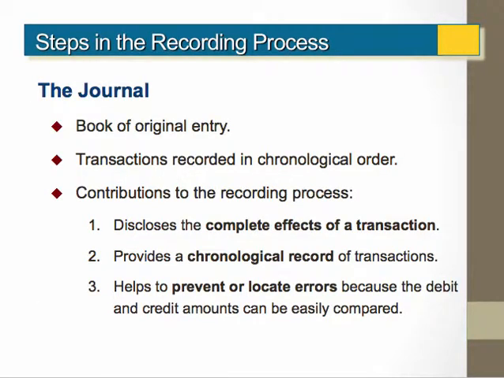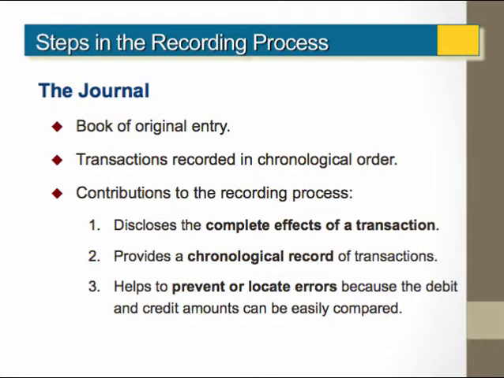Once we have a source document, we analyze the source document and record it in a journal. A lot of times the journal is called the Book of Original Entry, in that it is the very first place that we are recording the transaction in our accounting records. The journal is recorded in chronological order. So this is the place that we're recording every transaction in date order, very similar to a diary or a blog that you use in your individual lives.